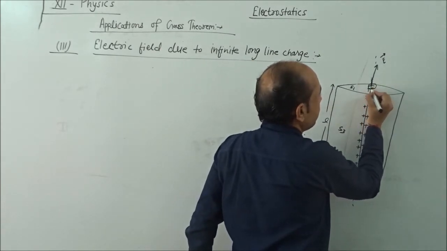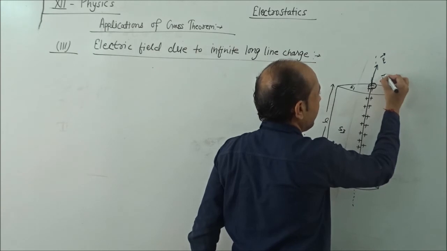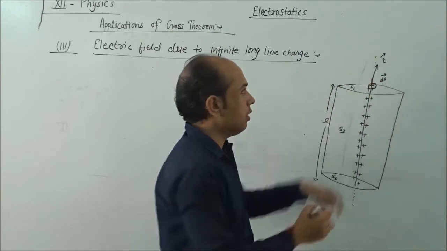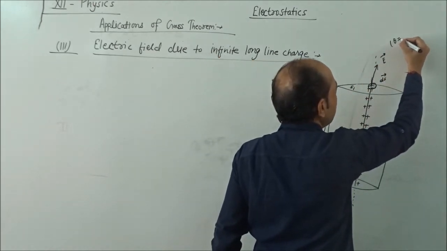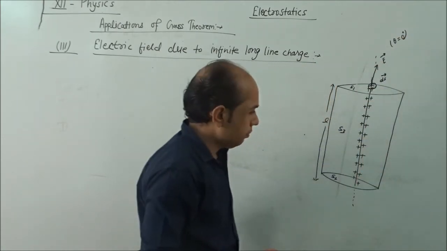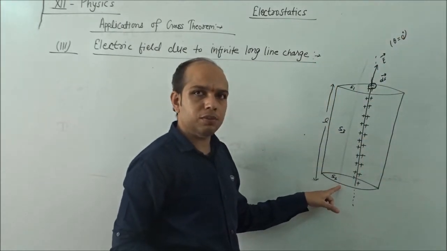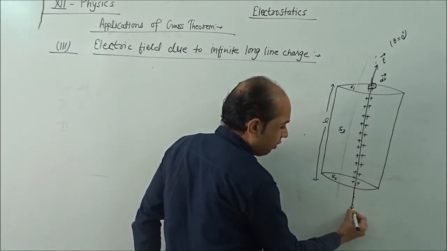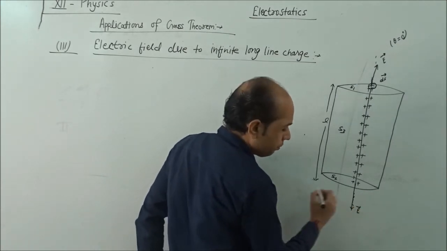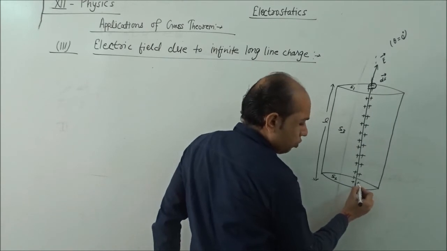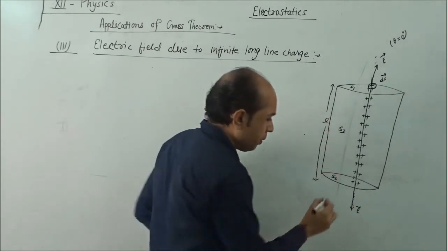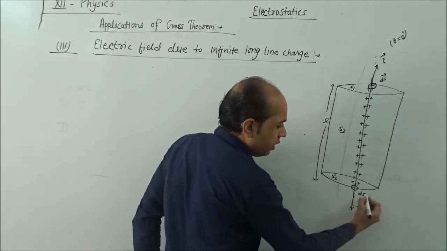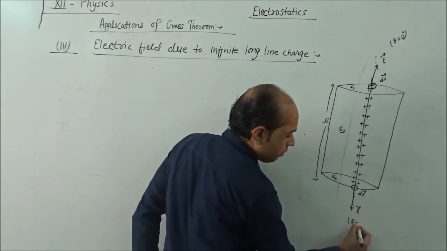So this denotes here ds, the small area vector. What we see here again, for the top part, E and ds have angle theta equal to 0 degrees. Similarly for S2, that is the bottom surface, because of the positive Q charge, the direction of the electric field is outward. And if we talk about area, I already explained it, area is always perpendicular, so ds is again perpendicular here. So between E and ds the angle is again 0 degrees.